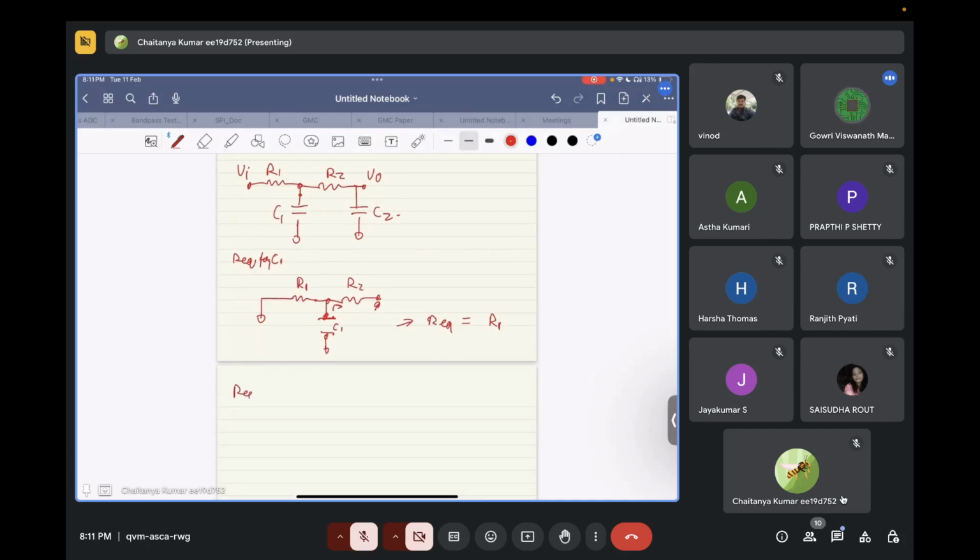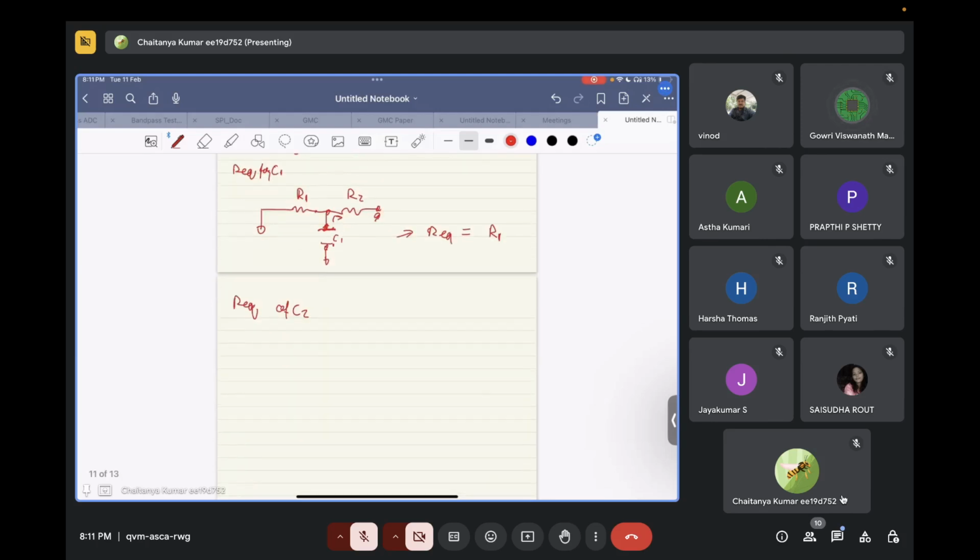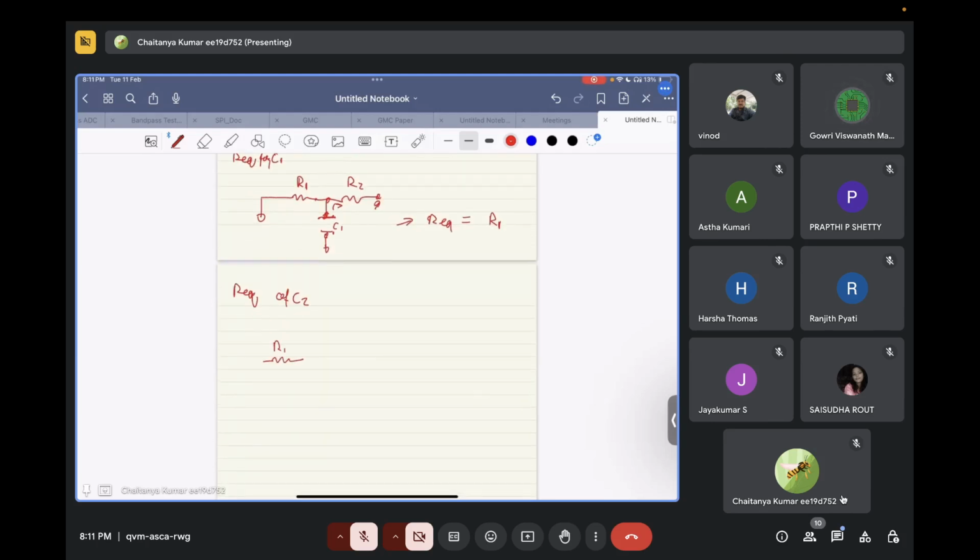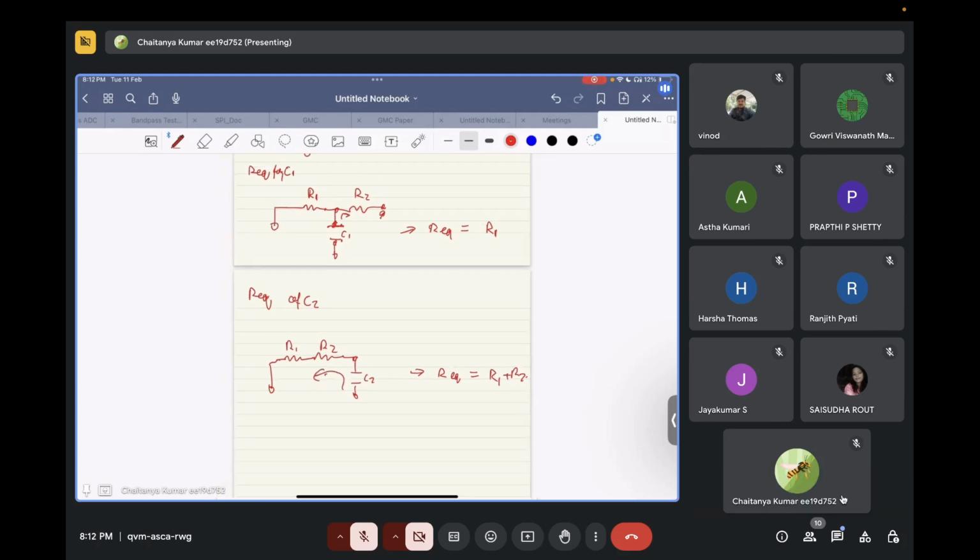And what is the R equivalent of C2? R1, R2, C2. So R equivalent is equal to R1 plus R2, right? So now the resistance looking in over here is R1 plus R2.